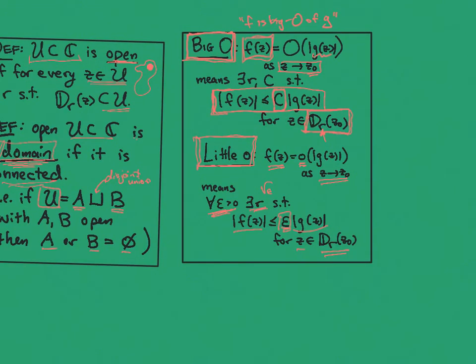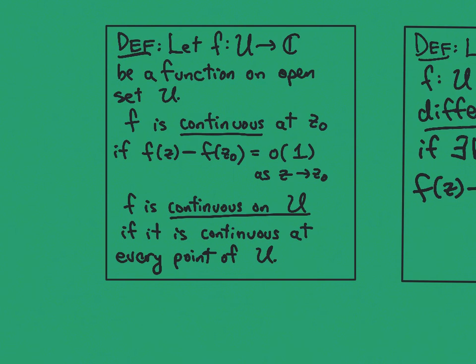Now we'll use little o notation to efficiently describe continuity and complex differentiability. Okay, let's review continuity in the plane.